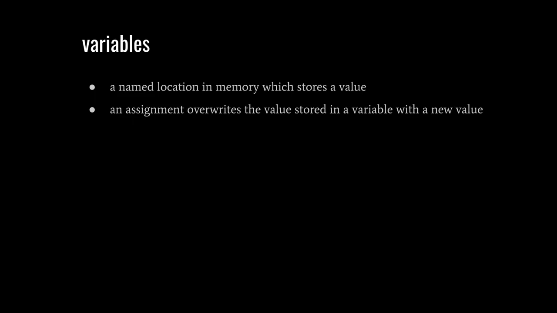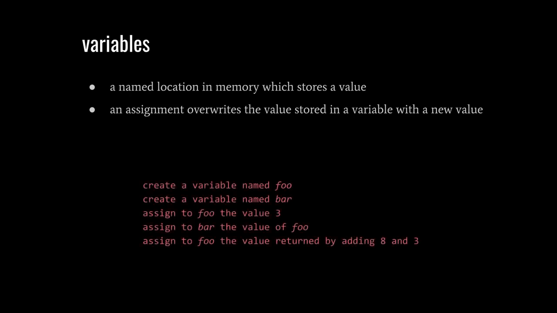But whatever the name, having created a variable, you can store a value in it with what's called an assignment. An assignment takes a value and stores it in a variable by overriding whatever was already there. So say in our code, we might create some variable named foo and another variable named bar, and then we can assign to foo the number value 3. So we can directly assign new values to variables.